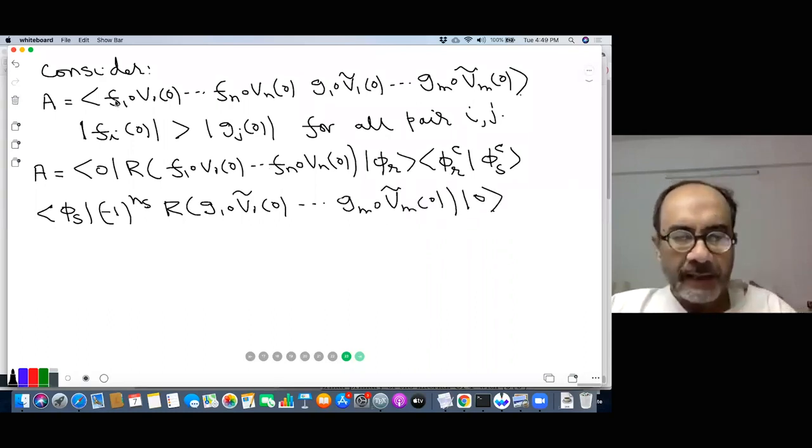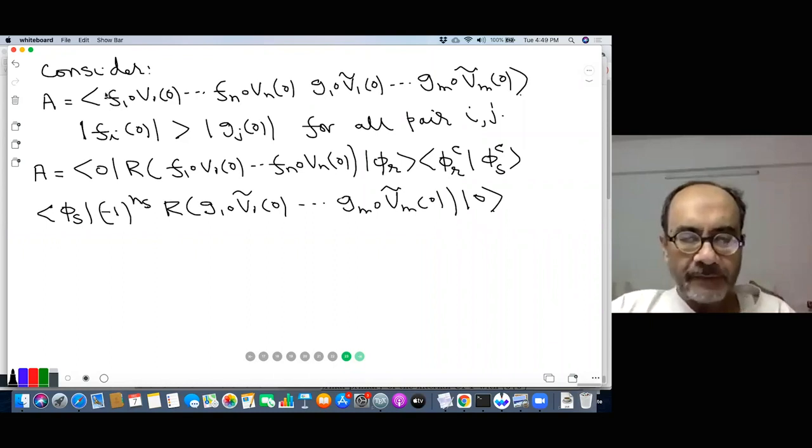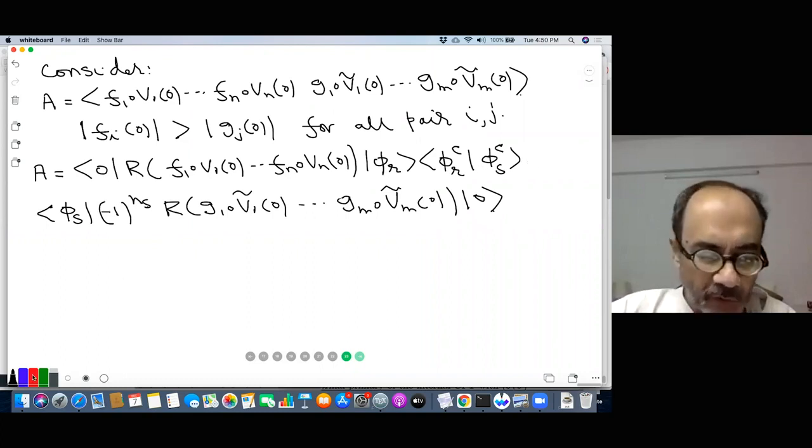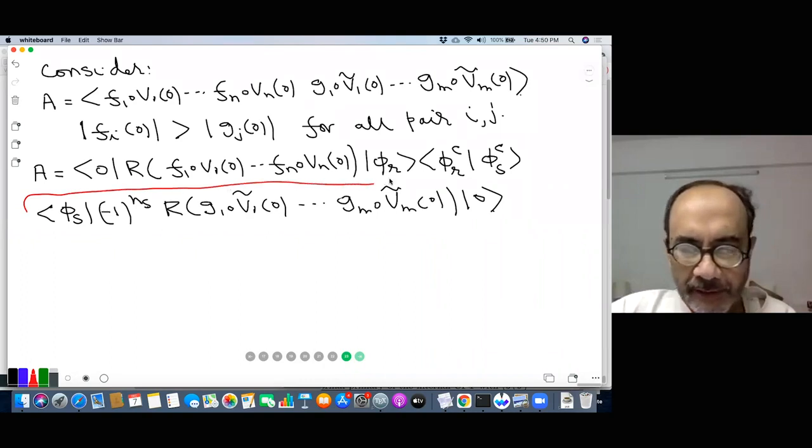I wrote it as a vacuum expectation value with the radial order product of these first, then the radial order product of these. And then inside this, I inserted two identity operators. So this is identity. And then this phi s c, phi s minus 1 to the ns, this is again another identity. Unfortunately, it has gone to the next line, so let me just draw a continuity over here. So I inserted two identity operators and then wrote the rest.